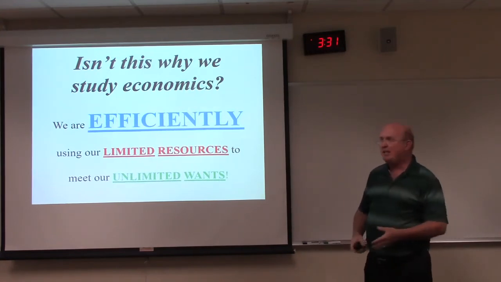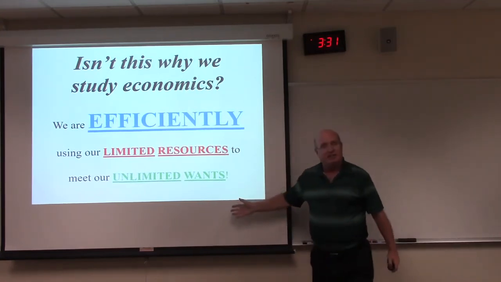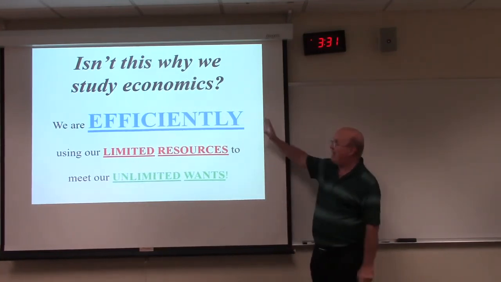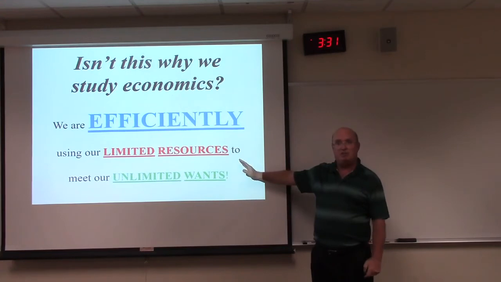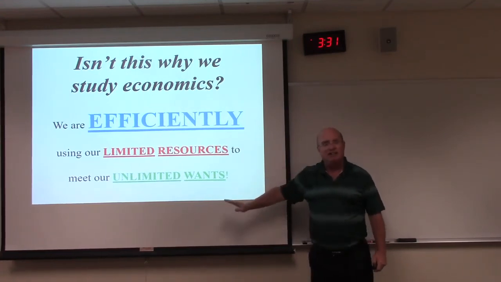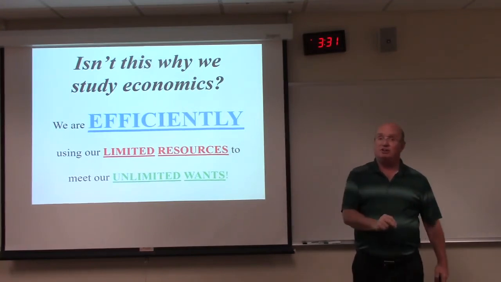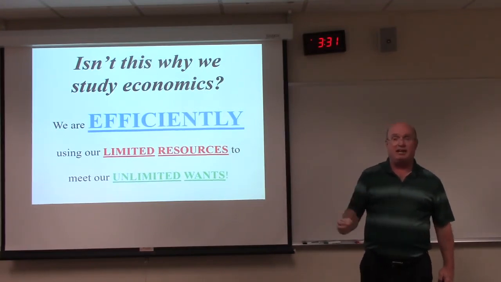For macroeconomics, 3 groups set up the environment to find out if we're efficiently using our limited resources to meet the unlimited wants. The government, in other words, Congress and the President, and the Federal Reserve, which we go into later.